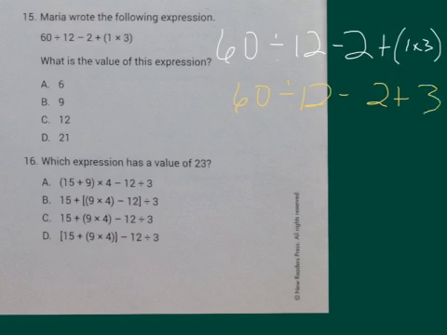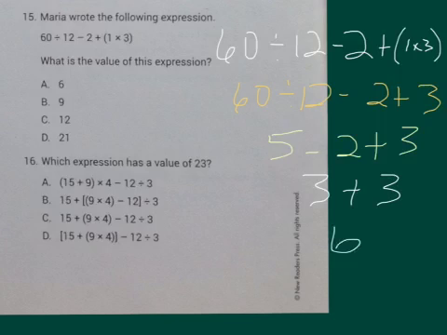So we're going to divide 12 divided by 60. And that's going to go 5 times. So we're going to say 5 minus 2 plus 3. Work our order of operations. So we know that 3 minus 2 is going to be 3. And that's going to leave us 3 plus 3. And that is going to equal 6. So number 15 is A.